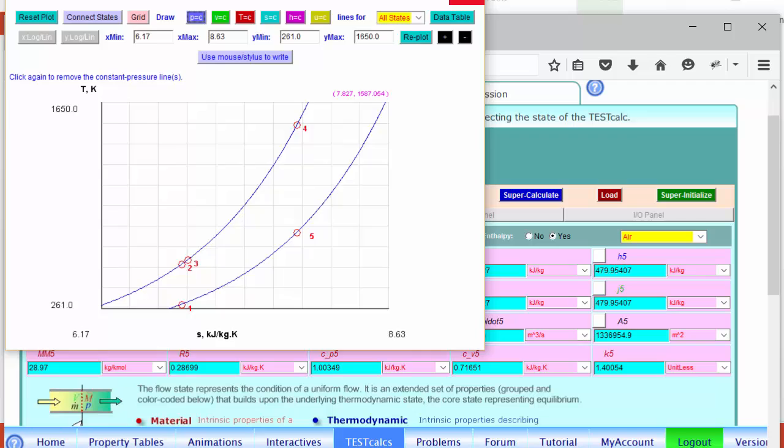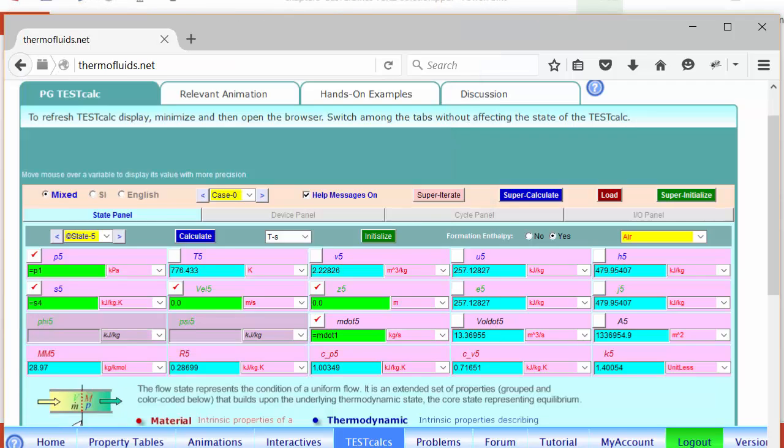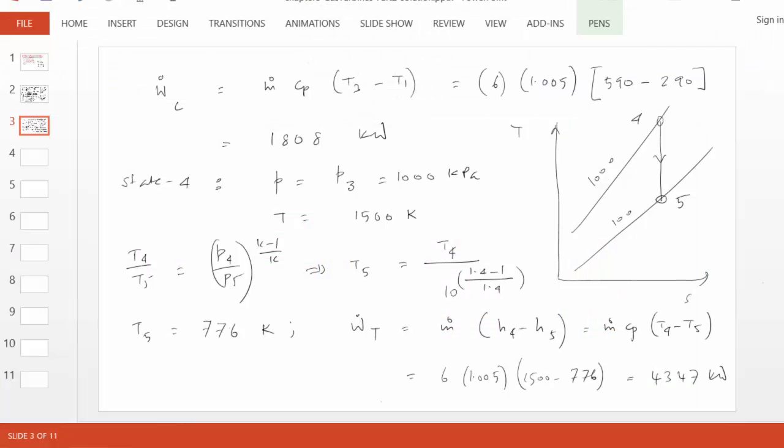Okay, now let's start the task of calculating the internal states, the other states, 6 and 7. No, 5, 6 and 7. Okay, so we go back to the PowerPoint.